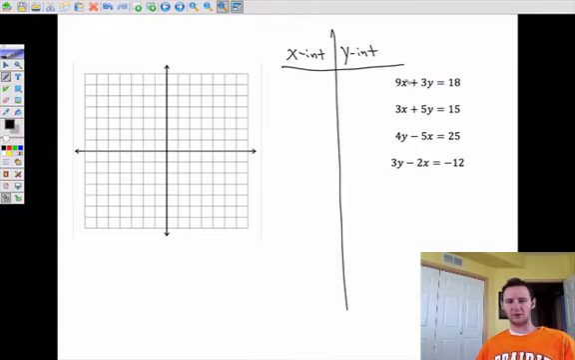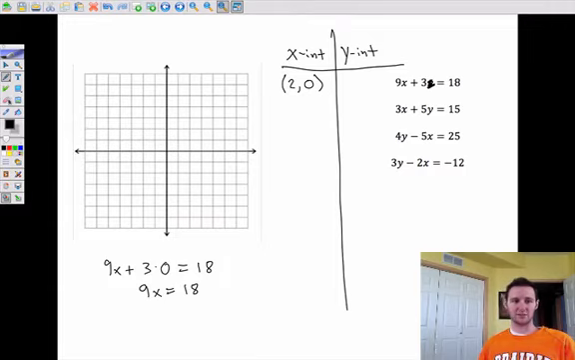For this first one, if I want to find the x-intercept, it's going to be somewhere along the x-axis, and I know that the y-coordinate of a point on the x-axis is 0. So instead of a y here, I'm going to plug in a 0. So really my equation now is 9x plus 3 times 0 equals 18. 3 times 0 is just 0, so this is 9x equals 18. Divide by 9, you get x equals 2. So the coordinates of this point are x equals 2, y equals 0.